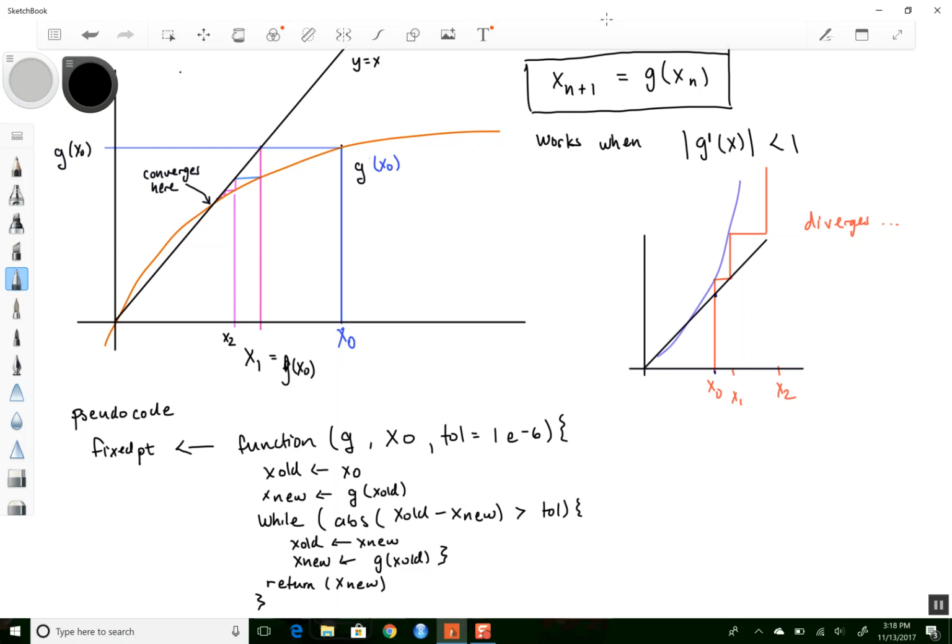And again, it only works when the slope of g of x at your fixed point is less than 1, or the absolute value less than 1, and you have a lot of options for how we might write g of x. Okay, here's another method, another root finding method.